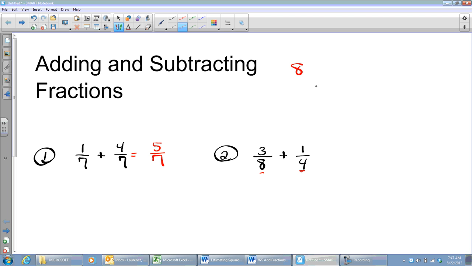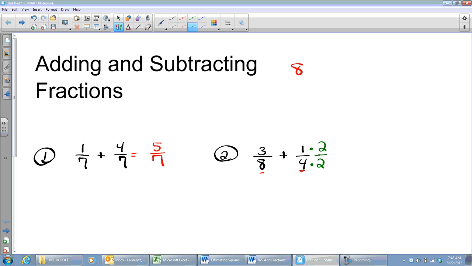Okay, you ready? 8. Stop! Yeah, 4 goes into 8, doesn't it? My common denominator is going to be 8. So, how can I turn this 4 into an 8? Well, I could multiply it by 2. But if I multiply the denominator by 2, all of a sudden I've changed 1/4 to 1/8. That's no good.